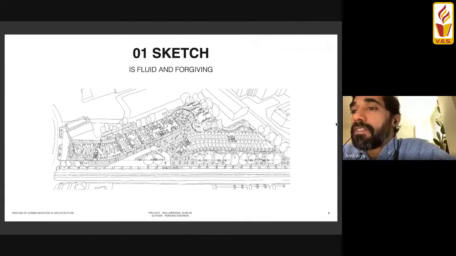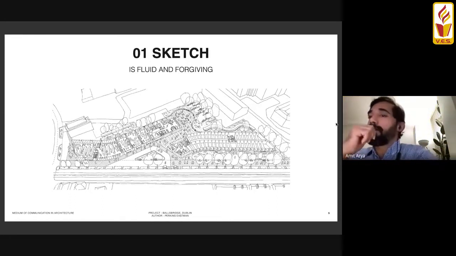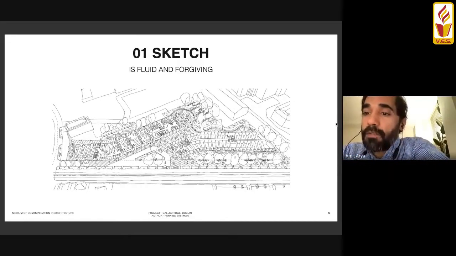So, okay, we're on the right side that I was talking to. The fluidity and the forgiveness of a sketch is extremely important, and allows for a very strong, spontaneous set of rules and organizations right at the start of the conceptualization of a project. Next slide, please.